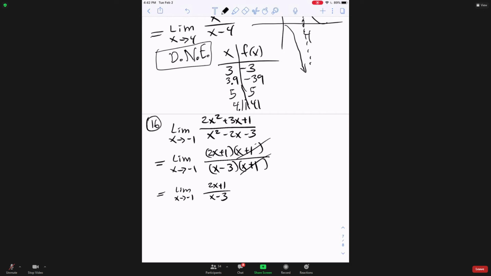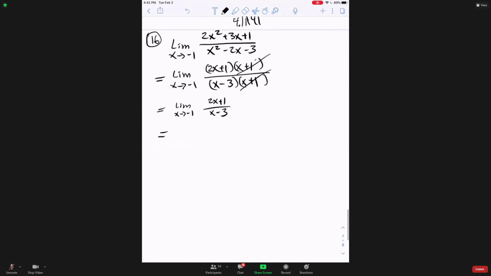All right, so now we're ready to plug it in. So notice I'm plugging it in right now, for the person that asked, when you drop the limit. Now, because I'm plugging it in, you got negative 2 plus 1, which is negative 1 over negative 4. So the answer is 1/4.